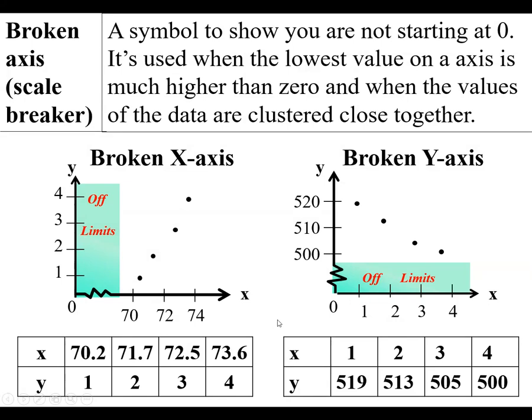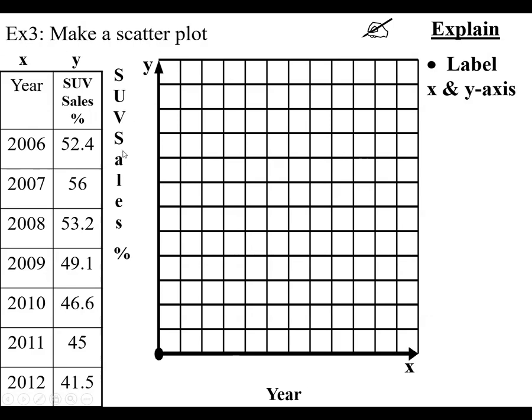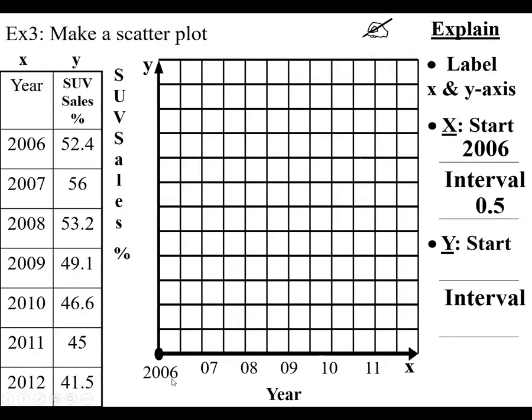Let's look at the next example. Okay, we have years and SUVs. Just like the last one, we do need to start by labeling. Year is going to be our X. SUV sales percentage will be our Y. So then we have to label, write year down here. Then write SUV sales here. Okay. We're going to figure out where we start. We start at 2006. We go up a year. Please make sure you're labeling and writing this down on your paper.